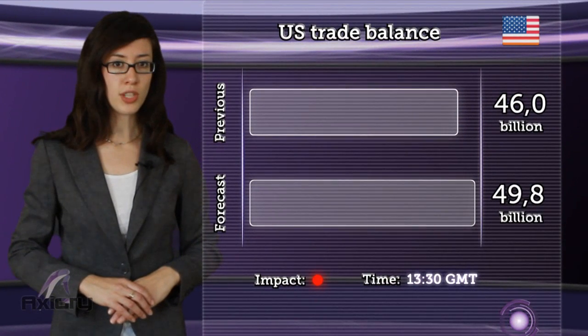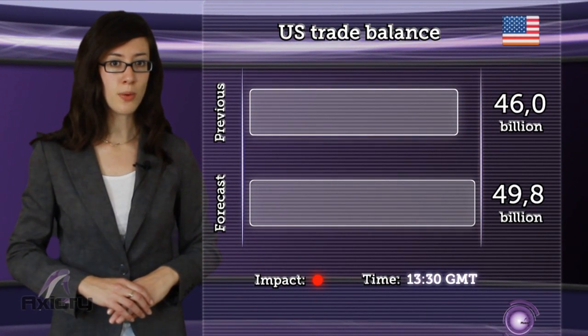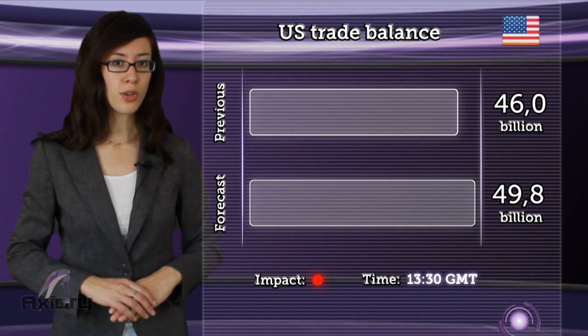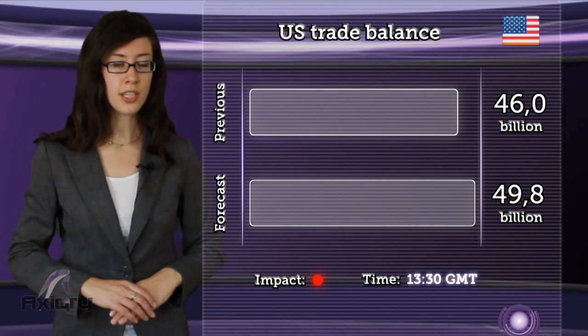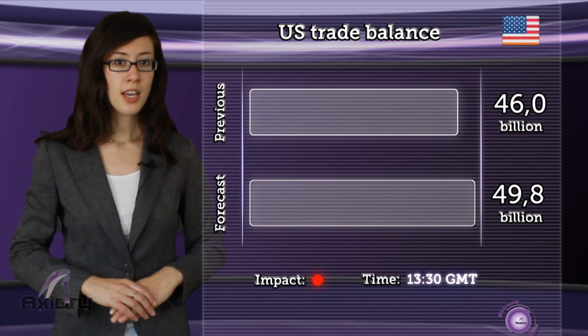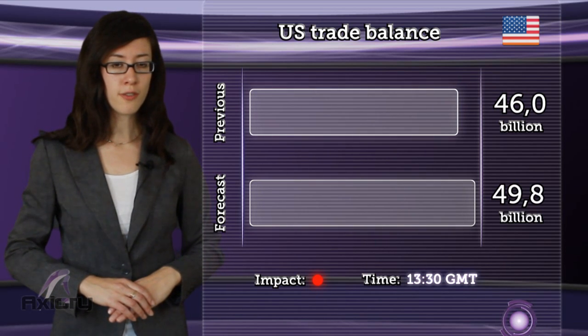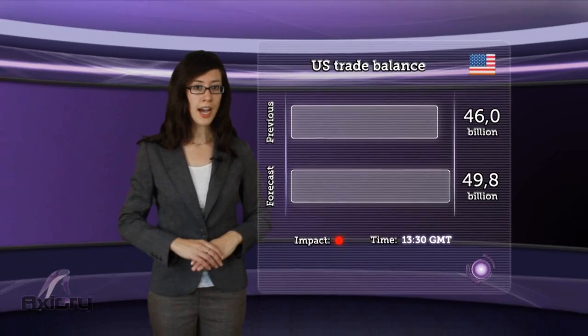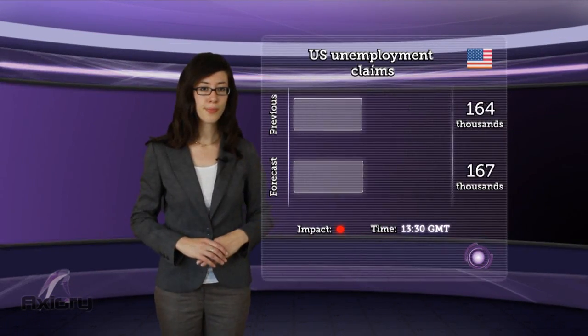At 1:30 p.m. GMT, the Bureau of Economic Analysis in the U.S. is going to report a survey about trade balance, which is expected to be deficient at $49.8 billion. In the previous report, deficit reached $46 billion. Moreover, a high impact on the dollar can be awaited.